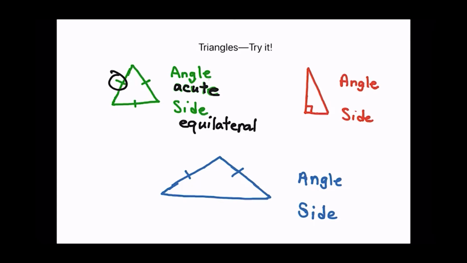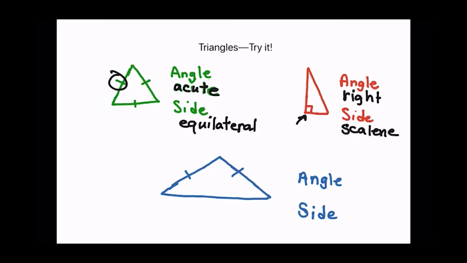All right, let's look at that red triangle now, and let's look at its angles. I'm noticing that little symbol down in the bottom corner that means right. So this is a right triangle. And the sides, I'm looking at them and I'm not noticing anything that shows that they have equal lengths. So this would be a scalene triangle. This is a right scalene triangle.